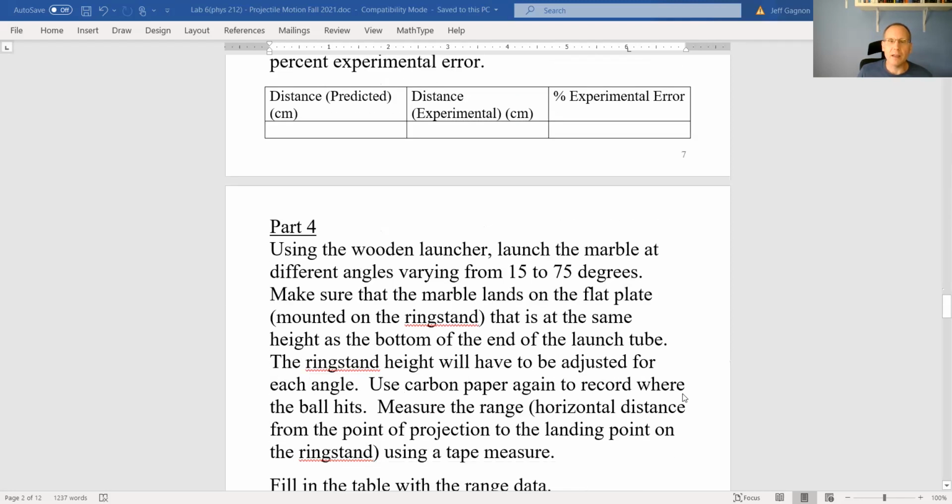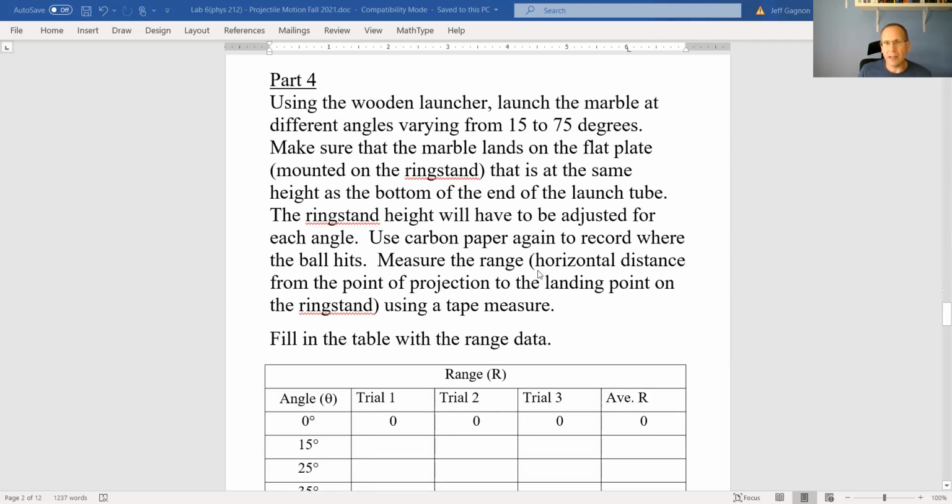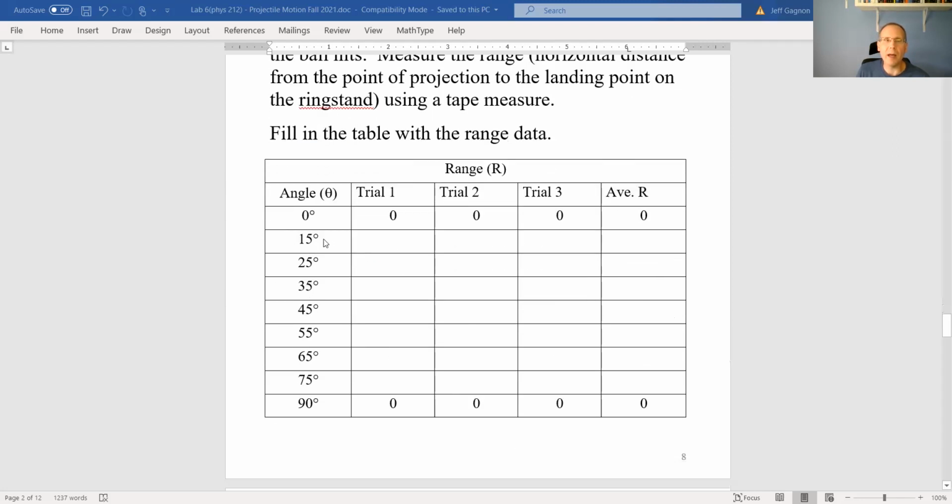Okay, next part. Here, and this is sort of like the main part of the lab. Again, you need to watch my little video lecture that I made on how we actually collected data using the equipment. This is where we use the gun, right? The wooden guns with the marbles. And we launch the marble at these particular angles. So 15 degrees, 25, 35, all the way up to 75. We already know at 0 degrees, the range is 0, and 90 degrees, the range is 0.